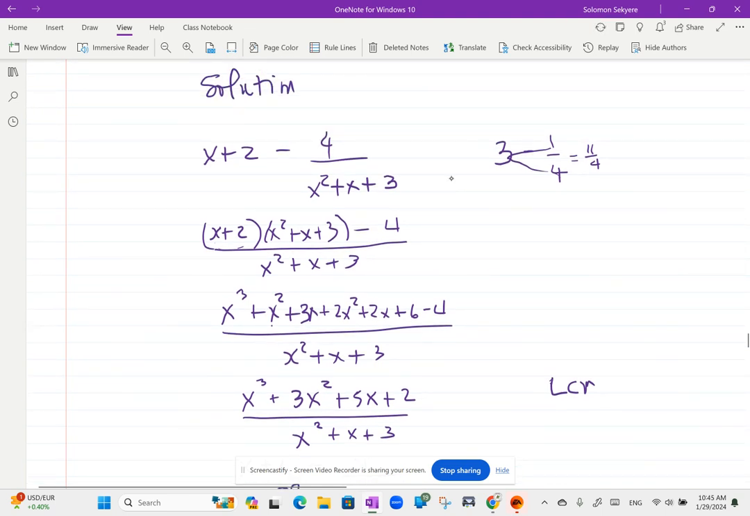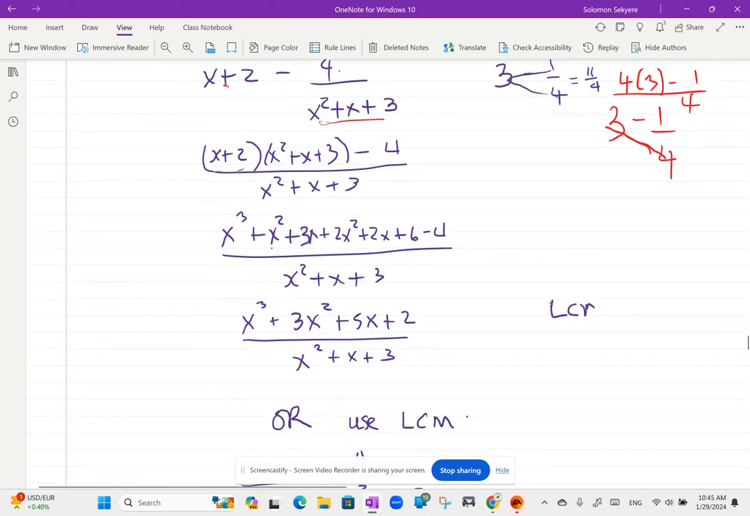You can use, if you have 3 minus 1 over 4, you can say 4 times 3 minus 1 all over 4, right? You can do that. So we take this, we multiply by this, subtract the 4, everything, then over that. So we do that, and then we distribute. How do we do that? x times x squared, x times x times 3, and then you take 2 times x squared, 2 times x, 2 times 3. So we do that, and then we combine like terms.